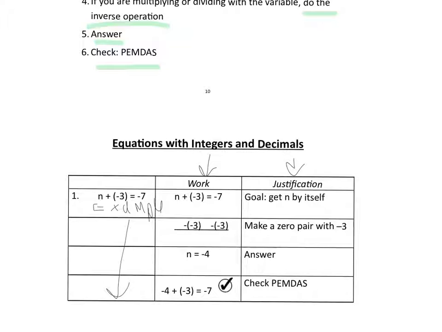So looking at this first problem, it says n plus negative 3 equals negative 7. So the first thing I did was I wrote the problem in the work column. And the justification for this is to get the variable by itself. Goal: get n by itself.